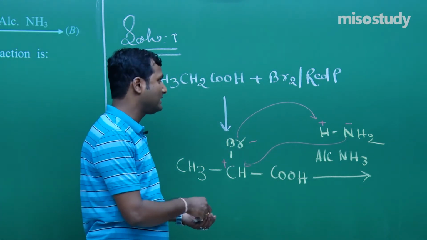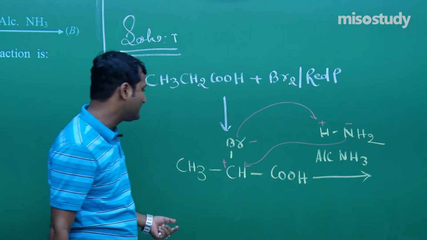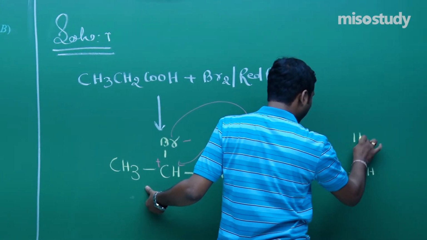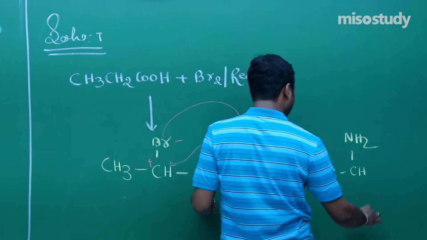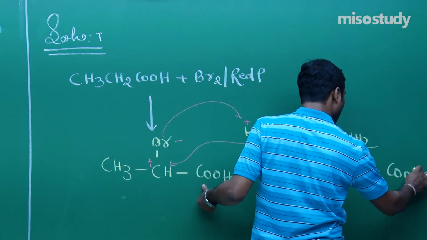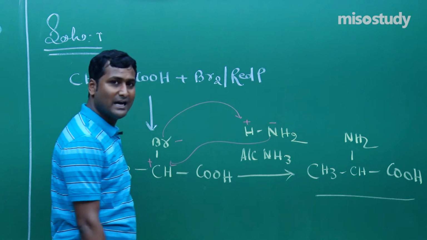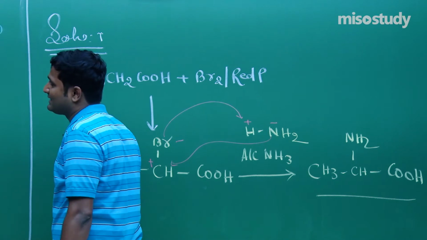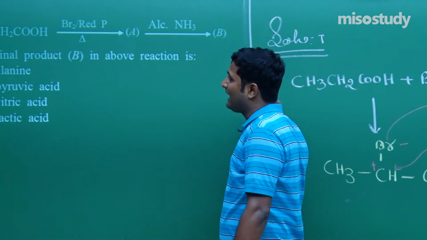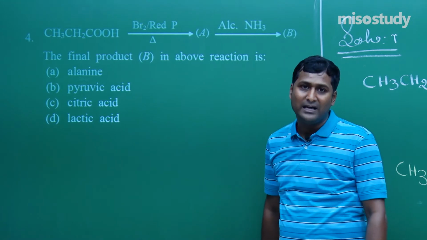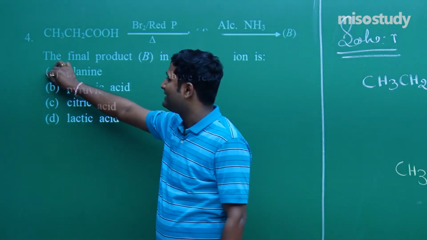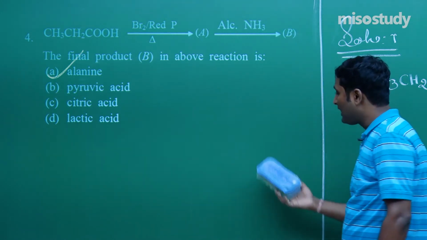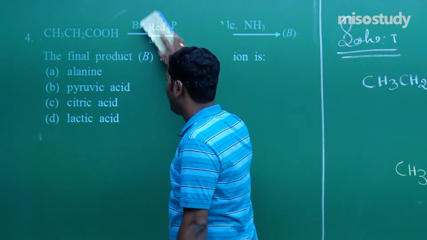So the product in this case, we can easily say, is CH3CHNH2COOH. So the product is alanine. So for question number 4, we can easily say that A is the correct option, that is alanine. Clear, friend? Now I'm going to rub this part and we'll discuss the next question. Wait for a moment.